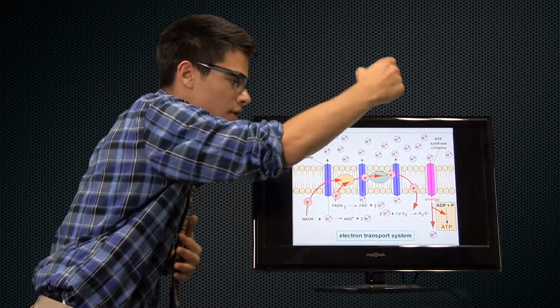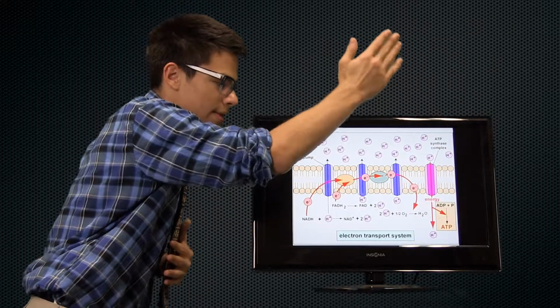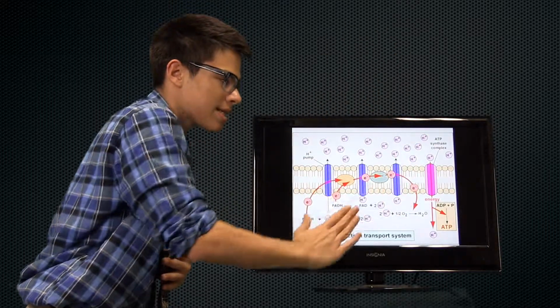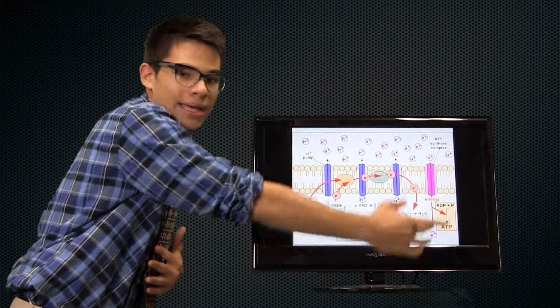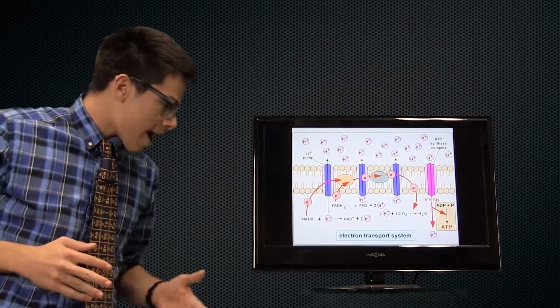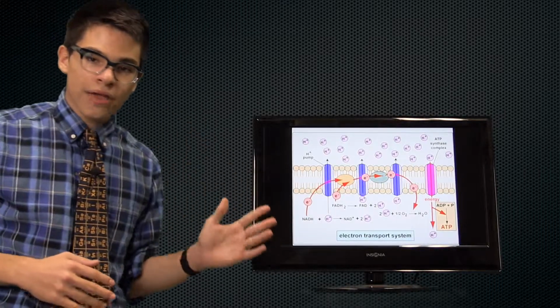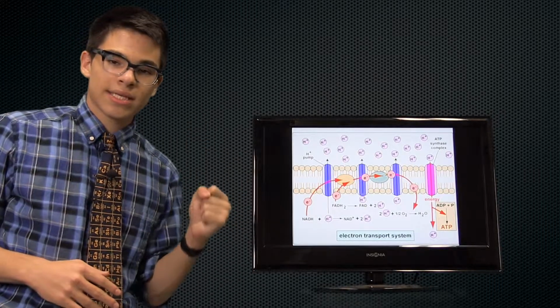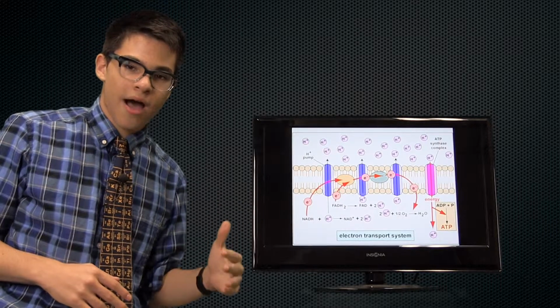This process of pumping hydrogen ions out, then using the energy from the taxis, and then allowing them to diffuse back in through the ATP synthase. Okay, that's all fine and dandy. So this is aerobic cell respiration. This is cell respiration that happens in the presence of oxygen.